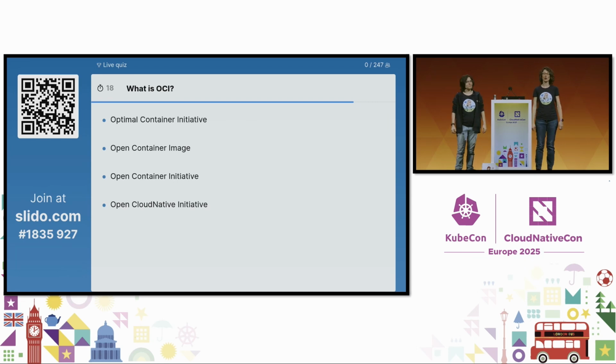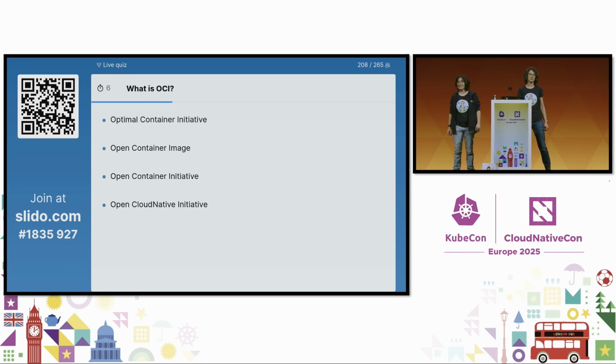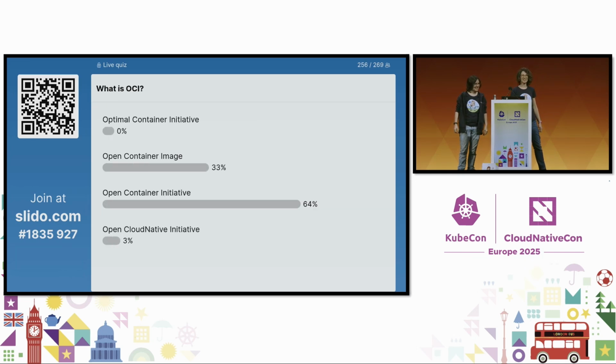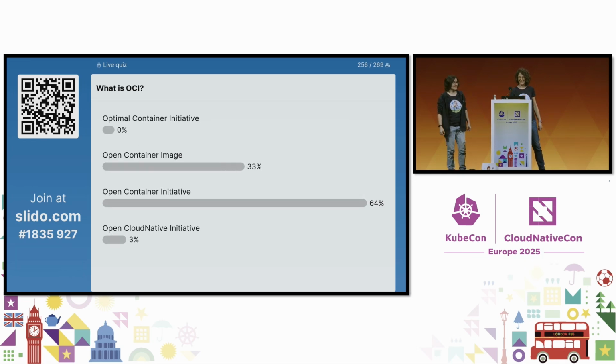First question. Ready? Go. OCI, what is it? Optimal Container Initiative, Open Container Image, Open Container Initiative, or Open Cloud Native Initiative? What do you think? Easy one. And the correct answer is Open Container Initiative. Congratulations. Good job.